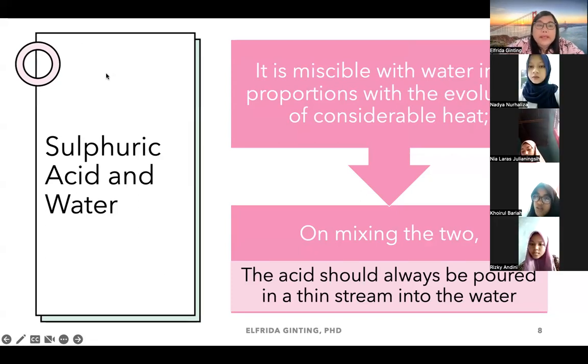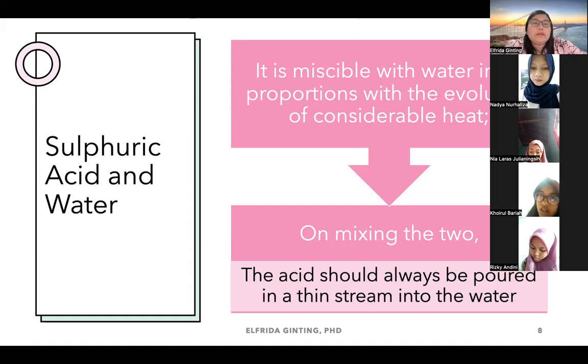Why? Because if you mix sulfuric acid with water, it will generate heat. Yeah, it will generate heat. So that's why here the acid should always be poured into a thin stream of water. So don't put a lot, yeah. So never put it like suddenly a lot of it. So put it like gently, a little bit, little bit like that. Okay, because if you put it like suddenly a lot of it, it's dangerous, right?